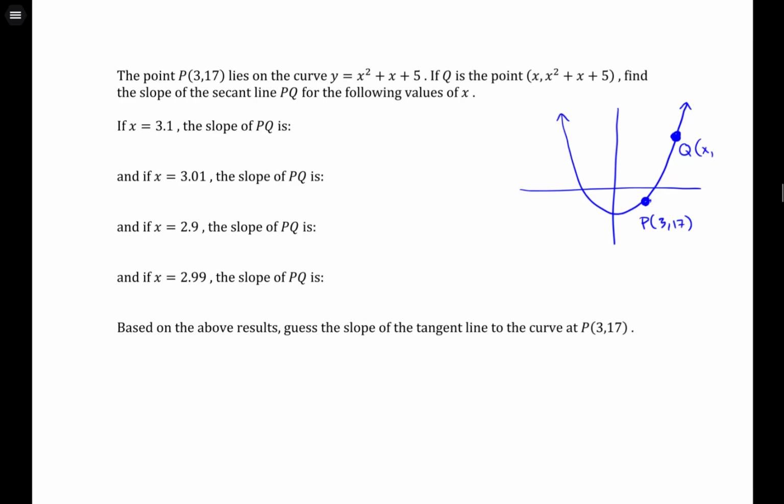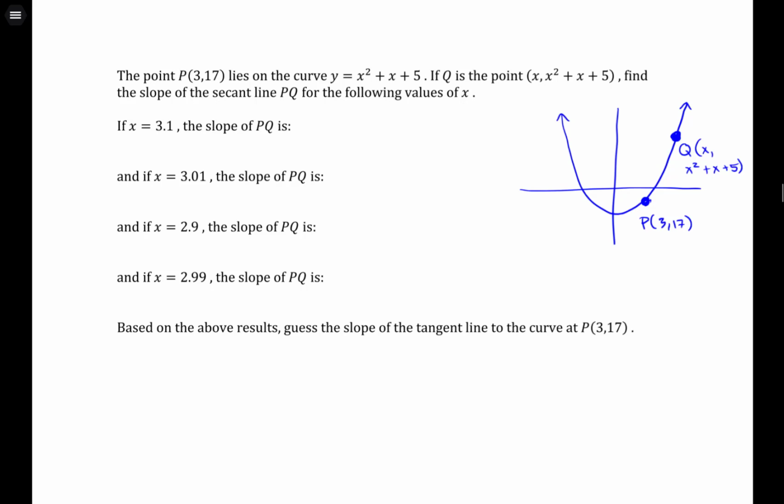I'm going to run out of space to write that, so let me write it below: x squared plus x plus 5. So this point Q can be anywhere on this curve. It's dependent upon whatever x is. What we're trying to do is get the slope of the tangent line by looking at slopes of secant lines that are really close around point P.